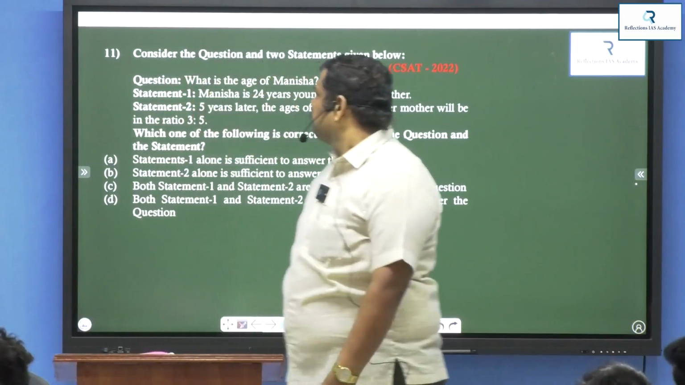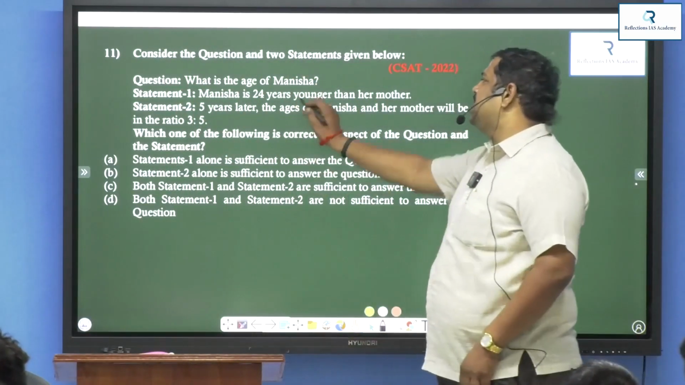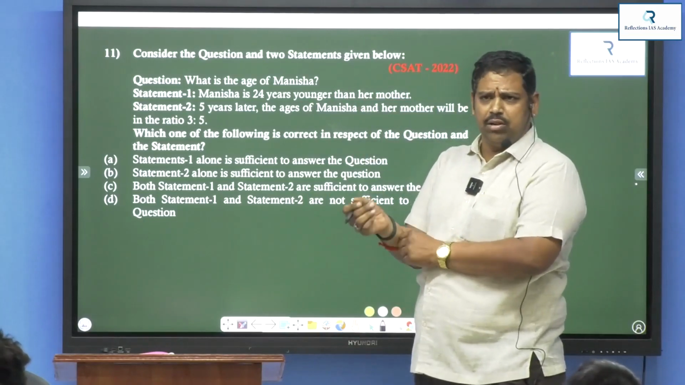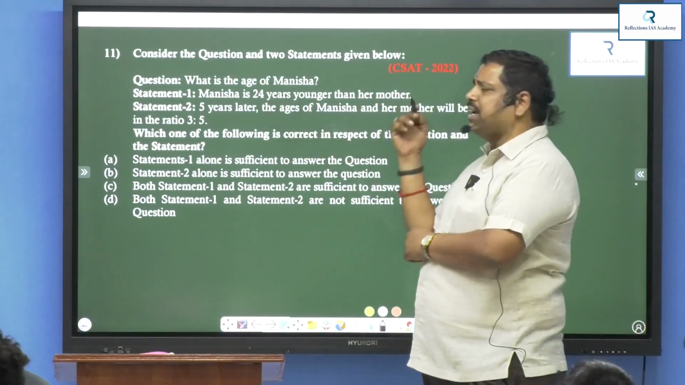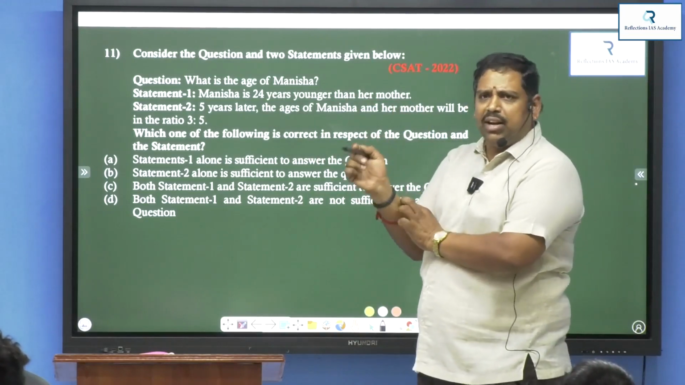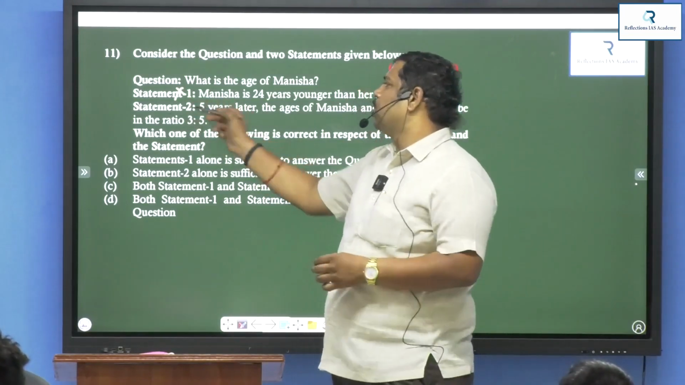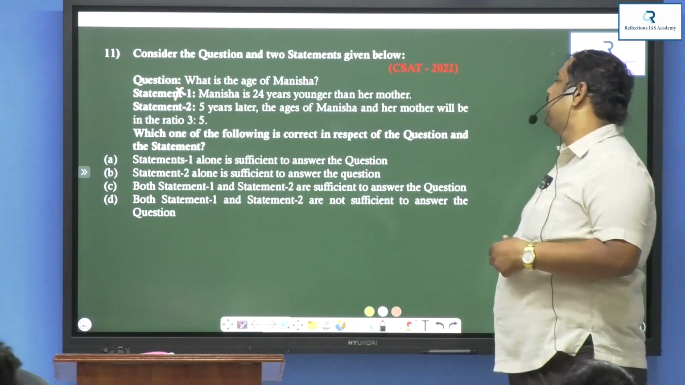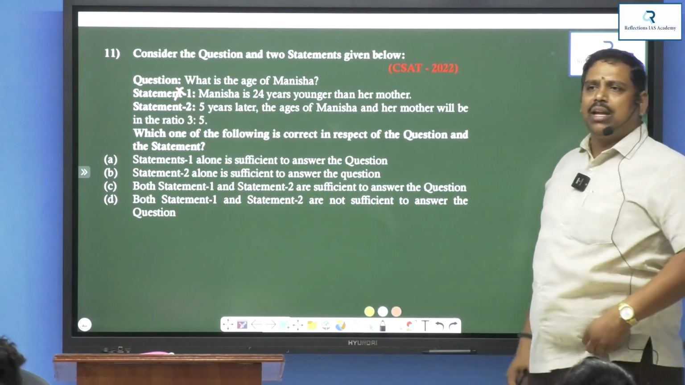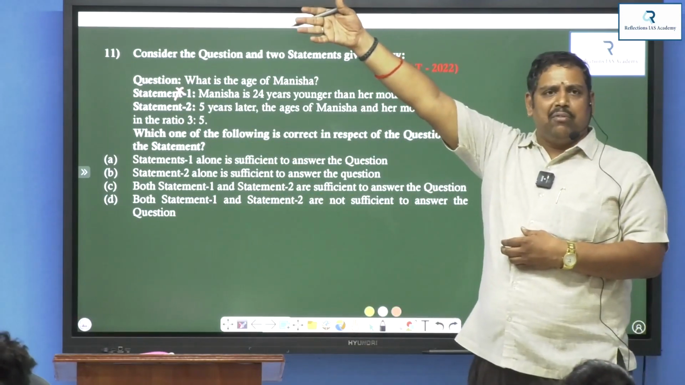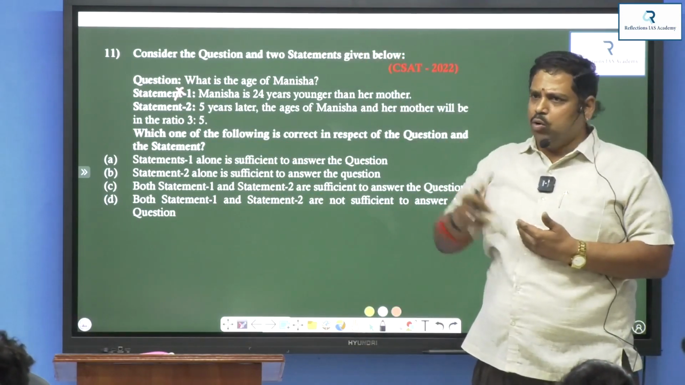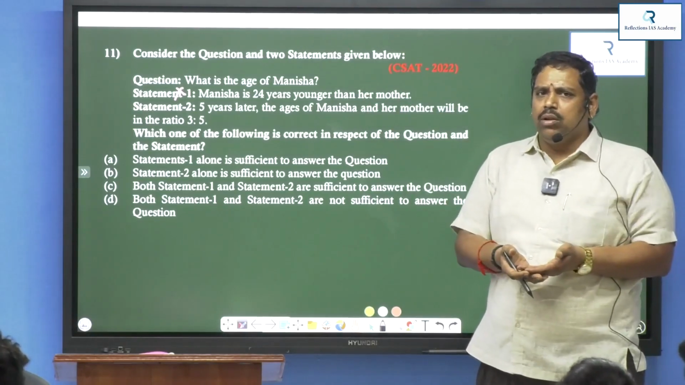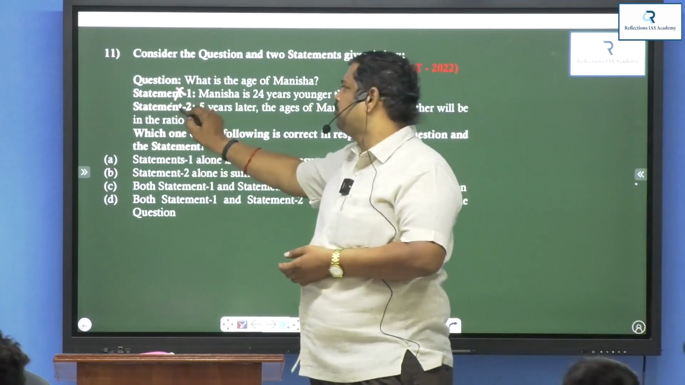Statement 1. Manisha is 24 years younger than her mother. If you know mother's age, you can find Manisha's age. But do you have a scope to calculate the age of either mother or Manisha? So, statement 1 alone sufficient or not sufficient? Going with statement 2. 5 years later, the ages of Manisha and her mother will be in the ratio 3:2. I don't know the age of Manisha. I don't know the age of mother. How can I say the age of Manisha right now? Statement 2 alone sufficient or not sufficient?